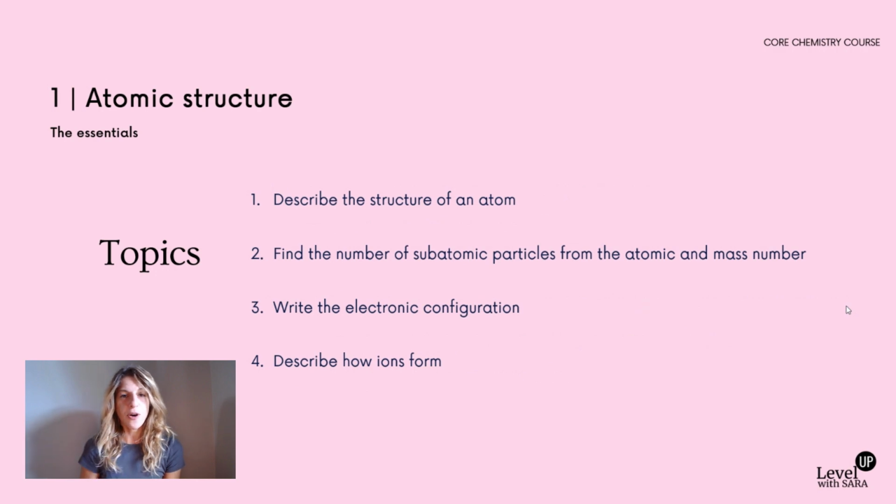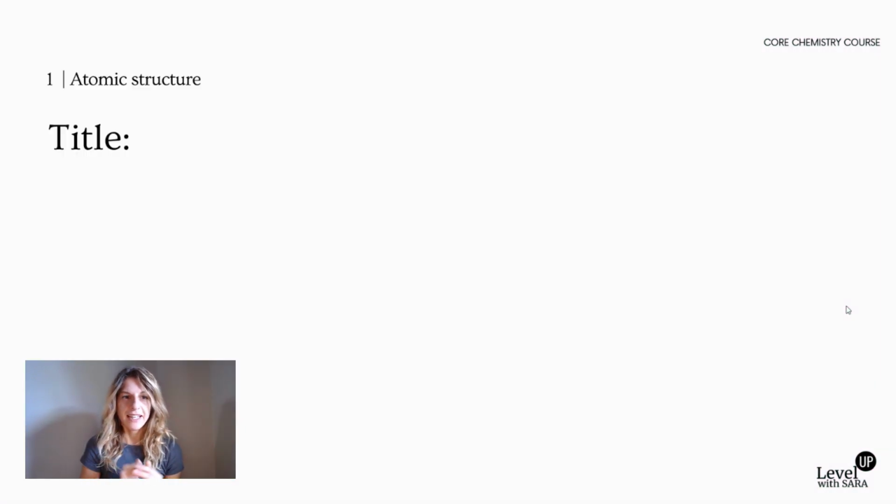So for each topic, each topic is divided into some key skills that you need to do. For example, in atomic structure, the essentials are: describe the structure of the atom, find the number of subatomic particles from the atomic and mass number, write the electronic configuration, describe how ions form. For each of these concepts, we will do keynotes and we will do some practice to really consolidate the skill. And these are the notes.